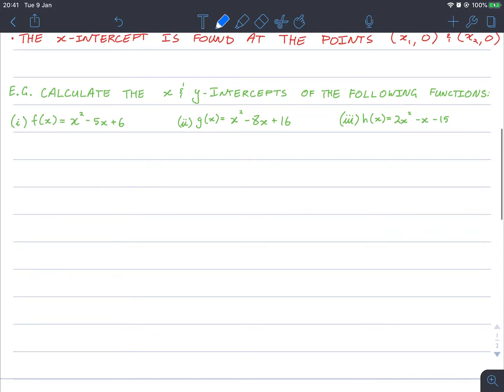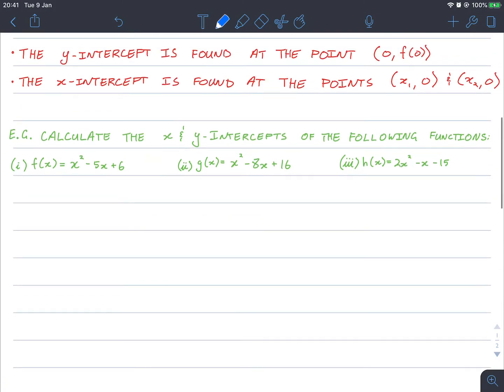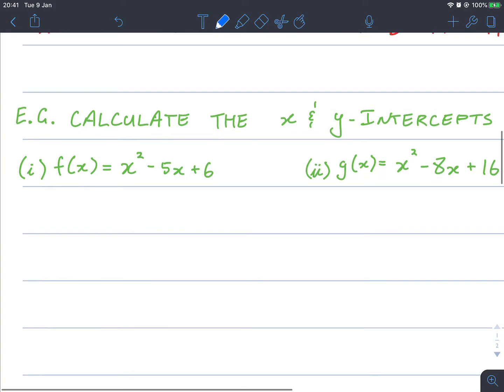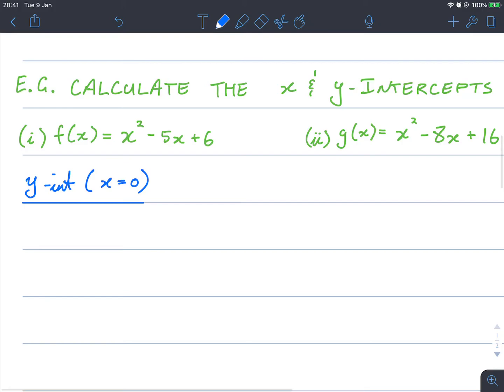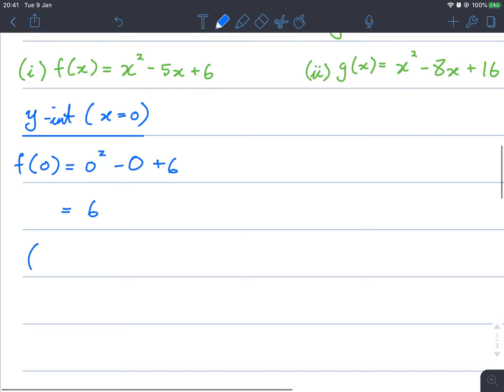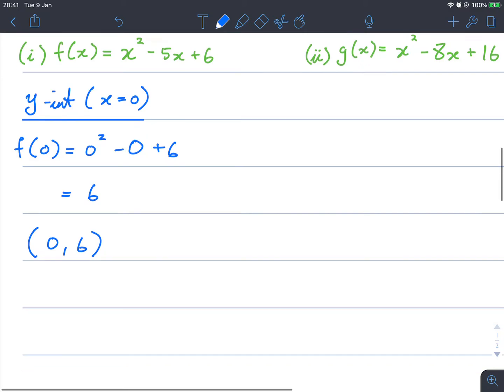So let's calculate the x and y intercepts of the following functions. Like before, I like to use headings to let myself know what I'm calculating. I always begin with the y-intercept because it is the easiest point to calculate. So in this point, we let x equal 0, so f of 0 equals 0 squared minus 5 times 0, which is 0, plus 6, which is 6. So the y-intercept is at 0, 6.